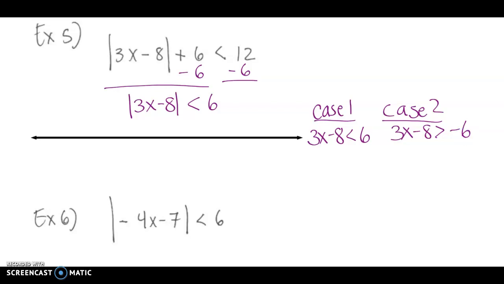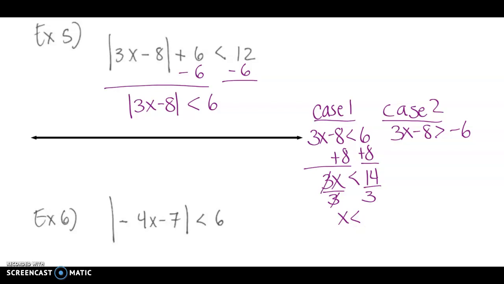Okay, so then we solve each of these by adding 8. And the 8s disappear because they add to 0. And then I have on the other side, 3x is less than 14. And then I'm going to divide by 3, and I get my x values are less than 14/3.